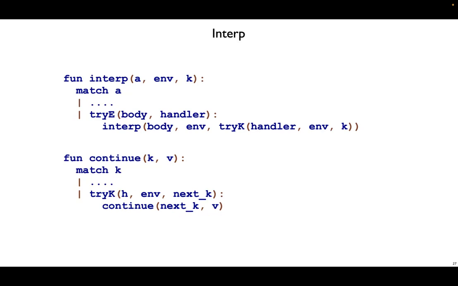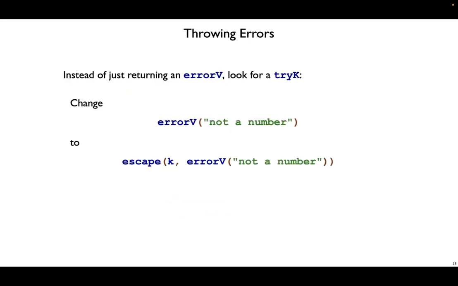So then where do we use the handler? That's back in our helper functions. Any place inside the interpreter where we were returning an error v, we now need to search for a try k in the continuation. We'll do the searching with a helper function. So this means that we need to change every place that there was return of an error v. Now call this helper escape and pass in both the error v that we plan to return and the current continuation. So escape will search through that continuation for any try handler.